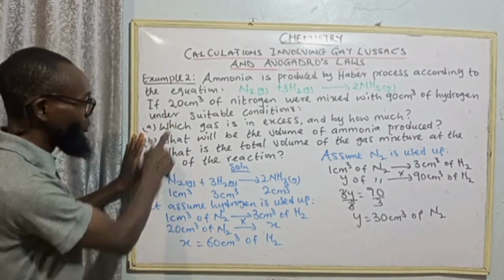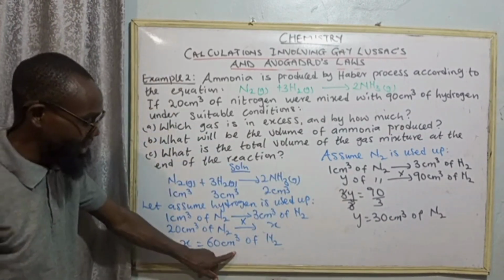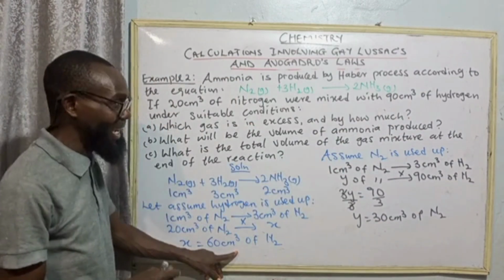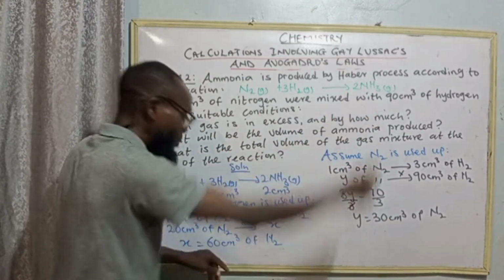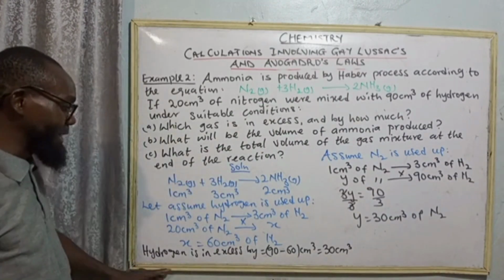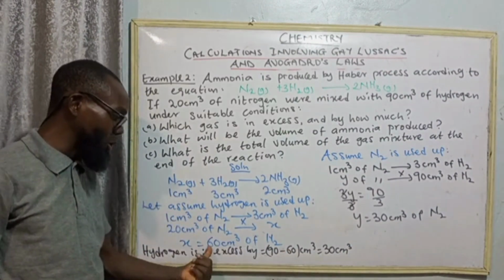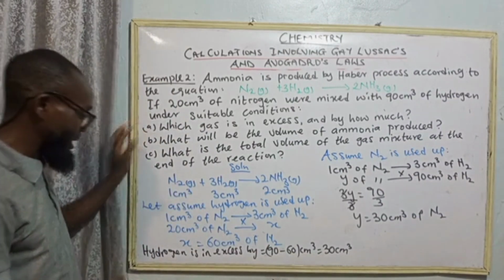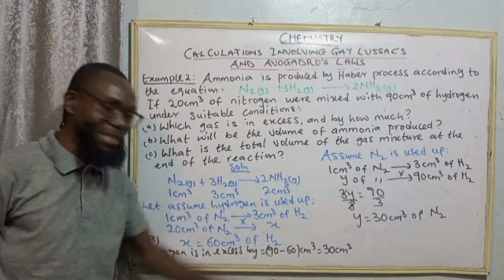Now, Question A. Which gas is in excess? Comparing this now, 60 cm cube of hydrogen instead of 90 cm cube of hydrogen. Can you see it now? You can see that hydrogen is in excess. Now, by how much? By taking away that 60 from 90 to give us 30 cm cube. So that has answered my question A. Hydrogen is in excess by 30 cm cube.